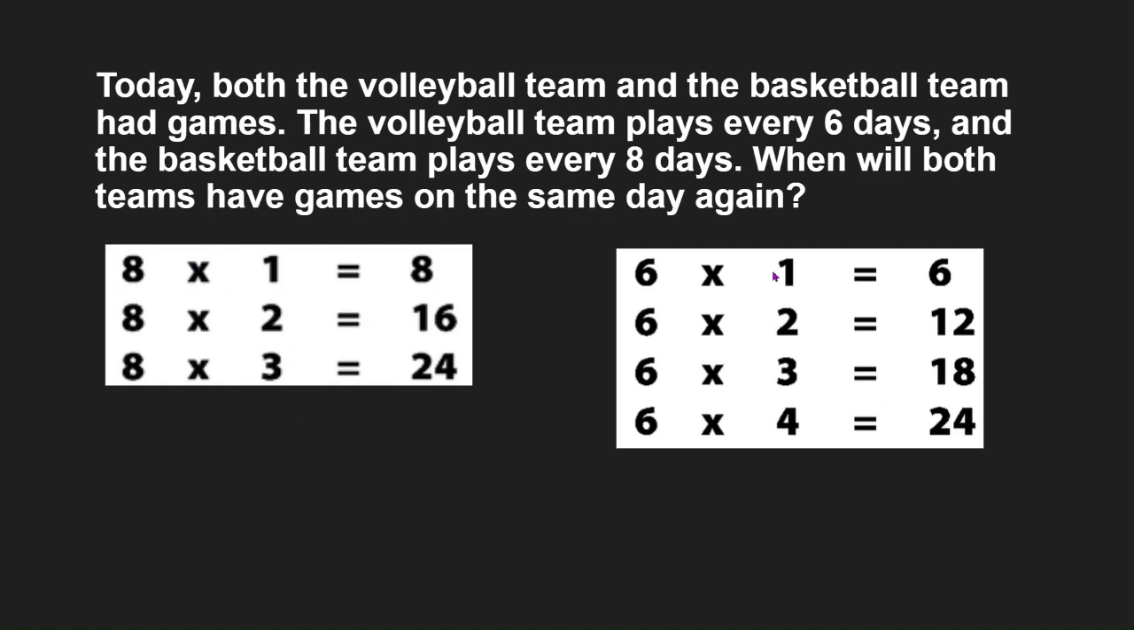You can also just start by doing 8 times 1 is 8, 6 times 1 is 6, and then do 8 times 2 is 16, 6 times 2 is 12. So you don't need to write out a big list of this and then a big list of this. You might just want to start by doing the first multiple, the second multiple, the third multiple for both. And eventually you will find the lowest common multiple between the two.